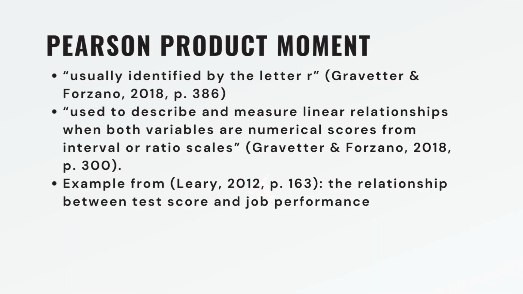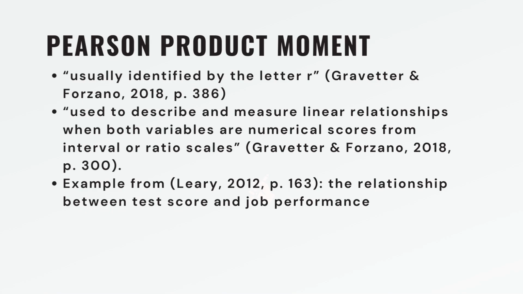According to Gravetter and Forzano, the Pearson correlation, usually identified by the letter r, is used to describe and measure linear relationships when both variables are numerical scores from interval or ratio scales. Leary stated that we can use the Pearson correlation if we want to study the relationship between test score and job performance. For example, he explained that if we are interested in whether scores on a particular test relate to job performance, we can obtain the employment test scores for 10 employees.